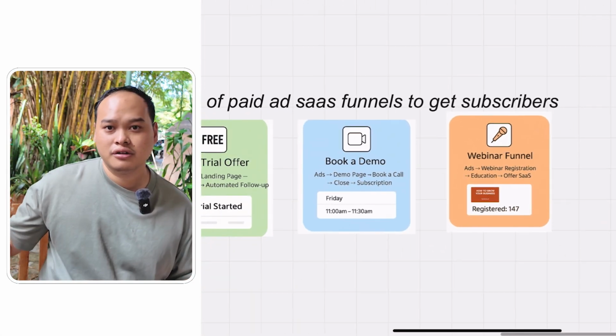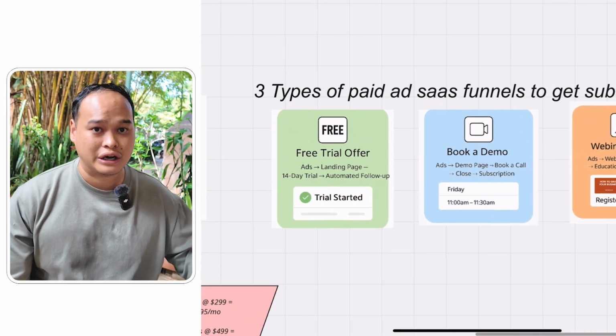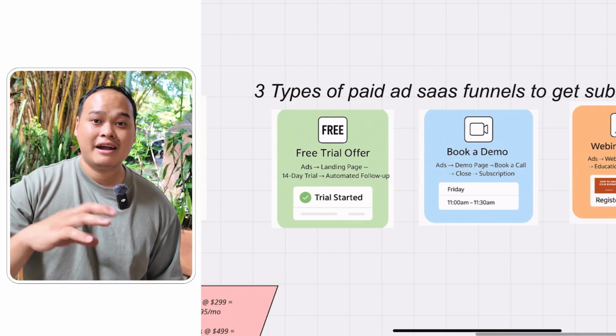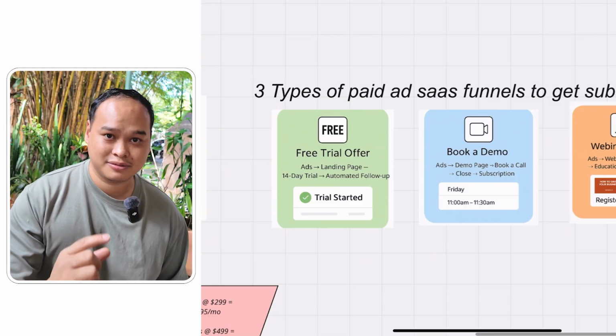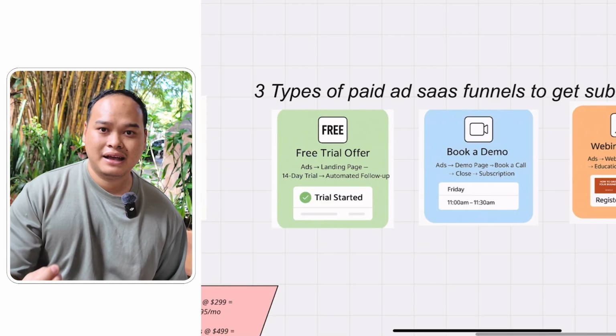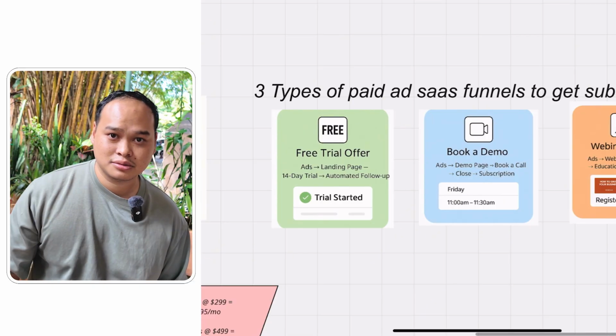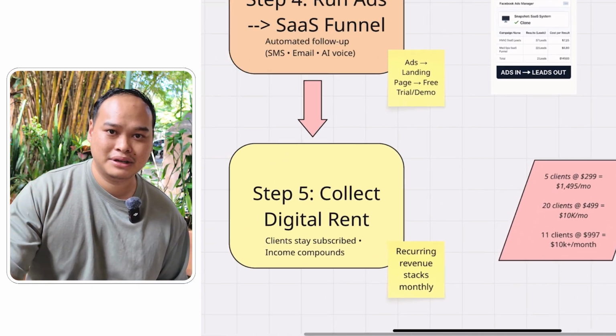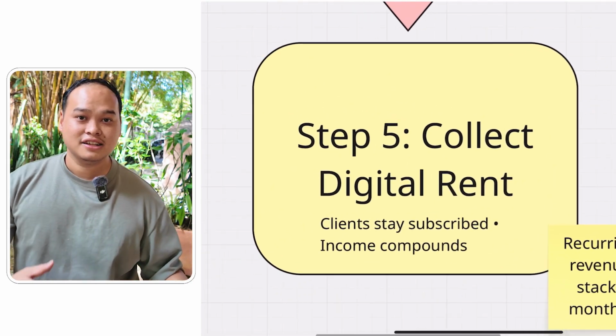Whether you're starting out or you're more advanced, you could go anywhere from doing a free trial offer, a demo, funnel to a webinar system. You've got everything all in just one system. You can scale with webinars. You can scale with all of these different funnels. But the main thing is running ads as soon as possible and getting SaaS subscribers to go a high level white labeled SaaS business. And now the fun part, collecting digital rent.